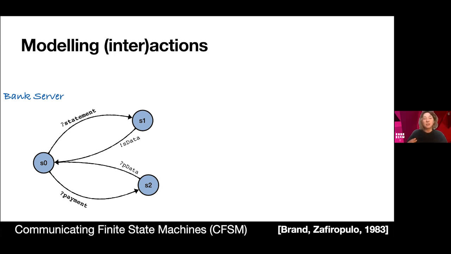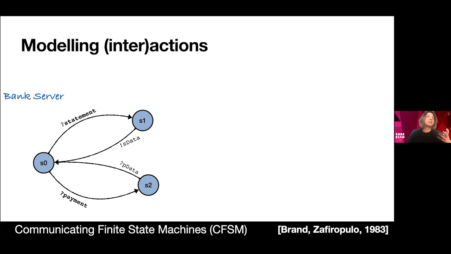As a formalism we can use to model this distributed system, there is an extension of finite state machines. It's called communicating finite state machines, introduced in 1983 by Brand and Zafiropulo. You see, it looks like a finite state machine, but you see that on the edges, each action has either a question mark at the beginning or an exclamation mark. A question mark means it's a receive action. An exclamation mark means it's a send action.